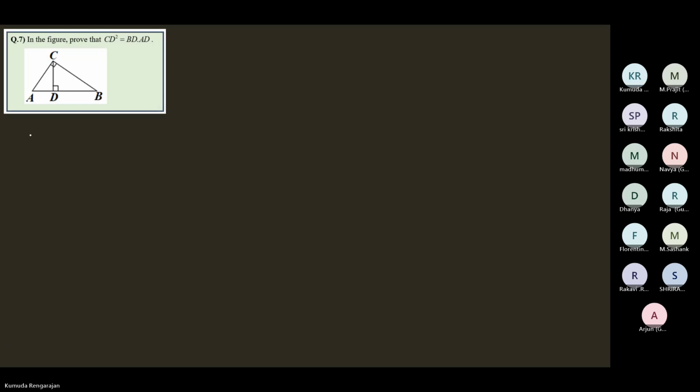Yeah. So here in this figure, you will have to prove that it's a converse of this question. Look at this question. In this figure, angle ACB is given to be 90. That vertical angle ACB is given to be 90. It's marked 90. And you will have to prove that CD square is equal to BD into AD.